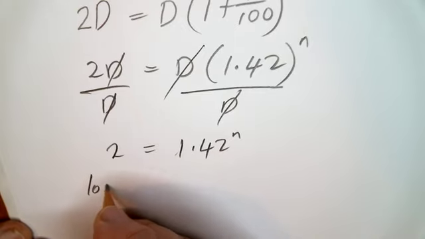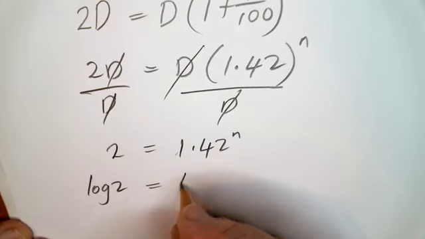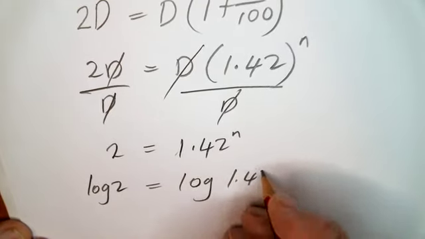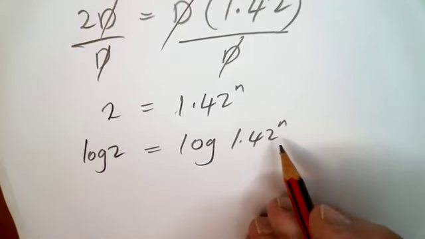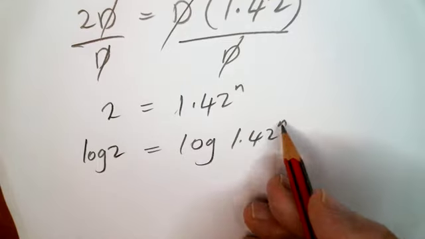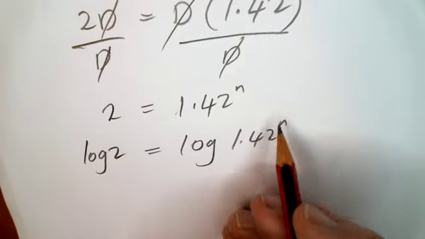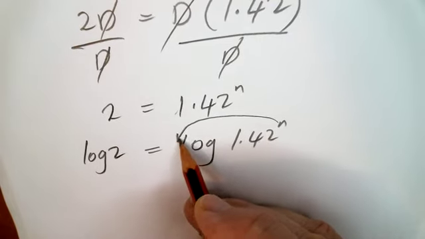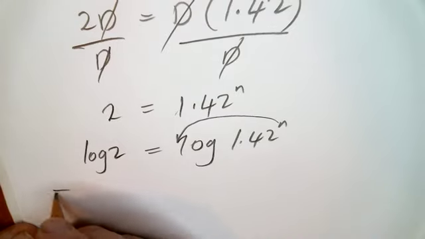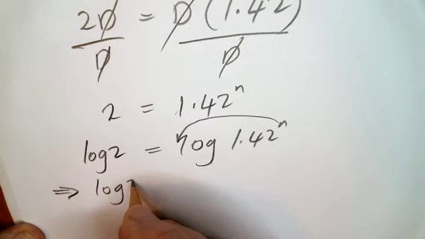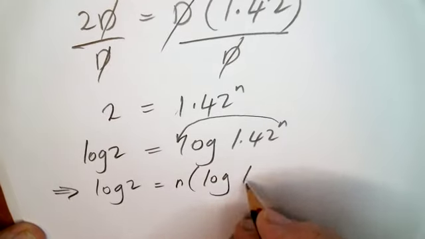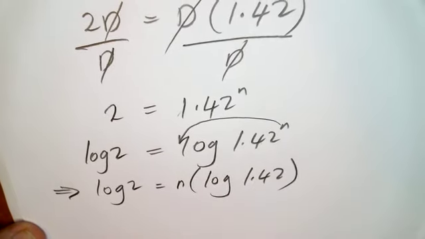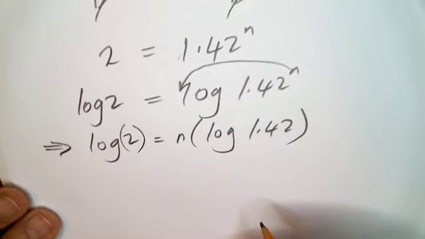So if I go log 2 is equal to log 1.42 to the power of n, and realizing that whenever you have a power inside a logarithm, this becomes the coefficient of the logarithm. So that's going to be the log of 2 is equal to n times the log of 1.42. And probably should put those in brackets just for the fun of it.